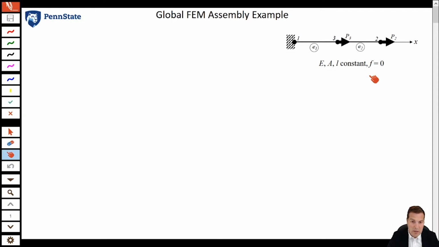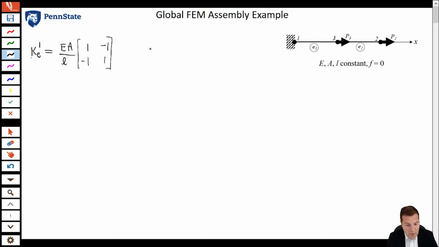All right, so let's get started. What we can do right away is write our elemental stiffness matrices for both of these. So we can have K E1, that's going to be equal to EA over L times the matrix 1, -1, -1, 1. And then we're also going to have KE2. It's going to look similar, EA over L times 1, -1, -1, 1. So this is for the two-node truss elemental stiffnesses. You should know this pretty well by now.